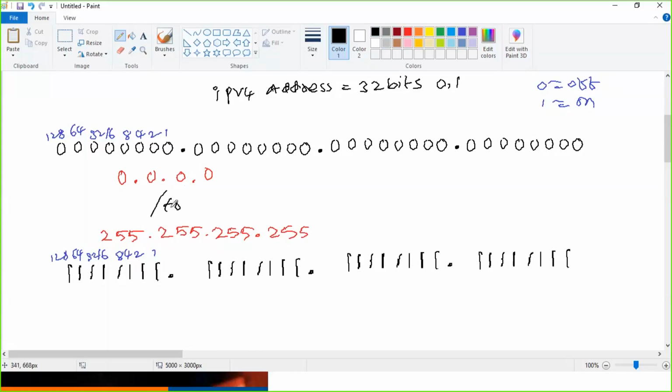So the IPv4 address range is 0.0.0.0 to 255.255.255.255. This is the total range of IPv4 addresses. In between we have 4.3 billion IP addresses, which is a combination of 2 power 32 combinations. So total IPv4 addresses are 4.3 billion IPs available. Okay.